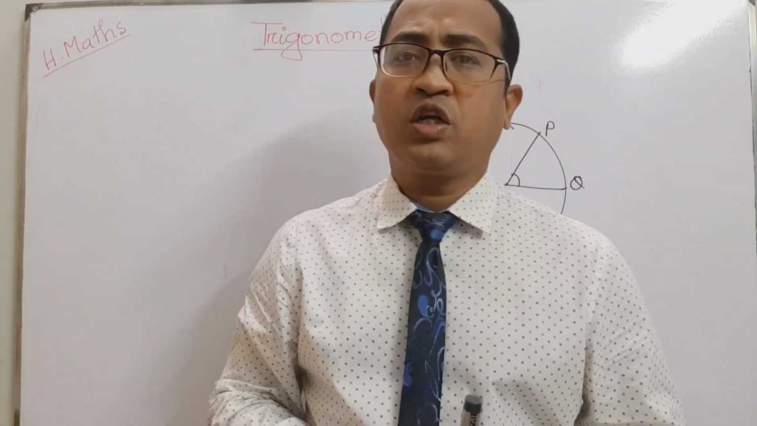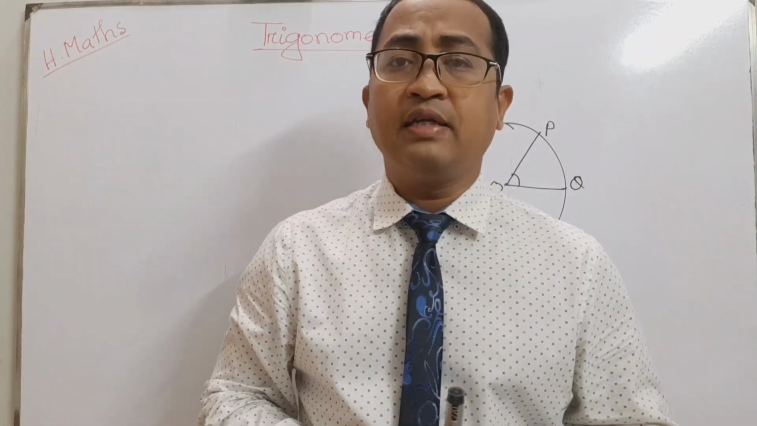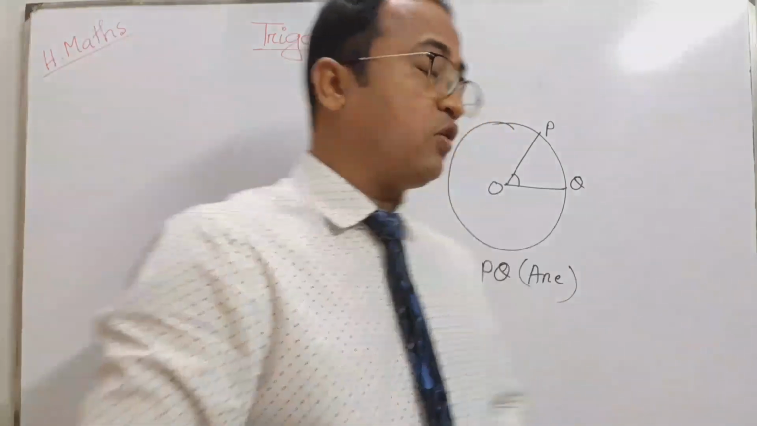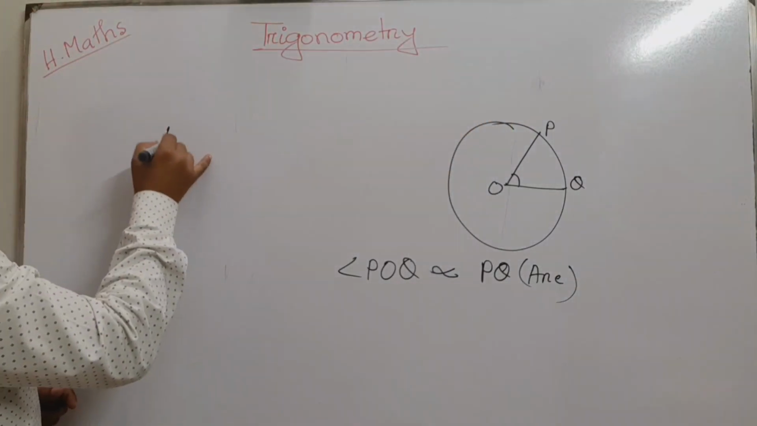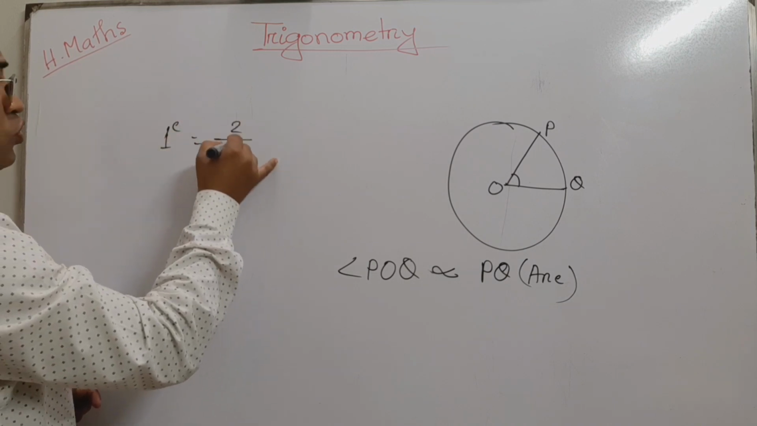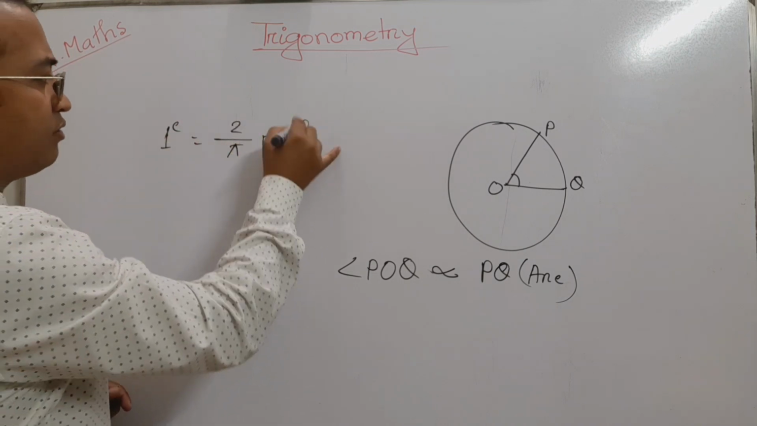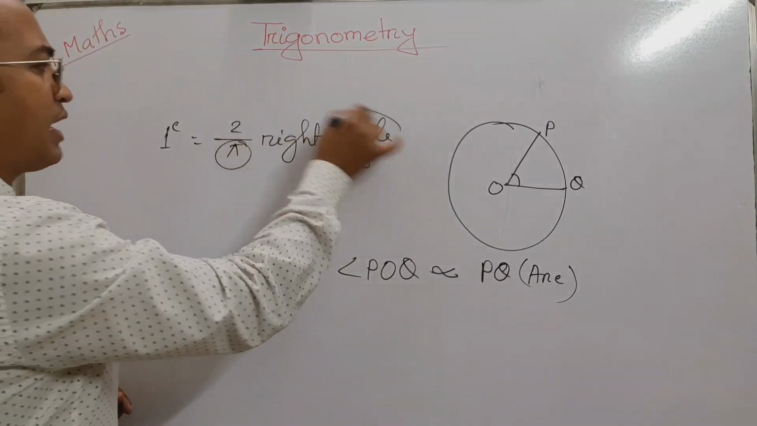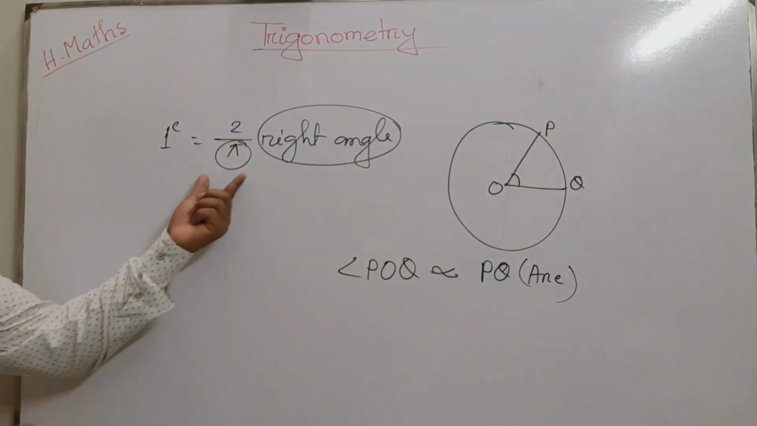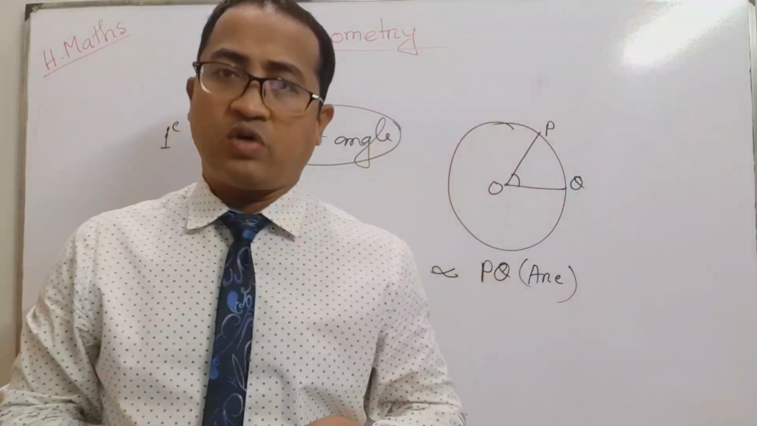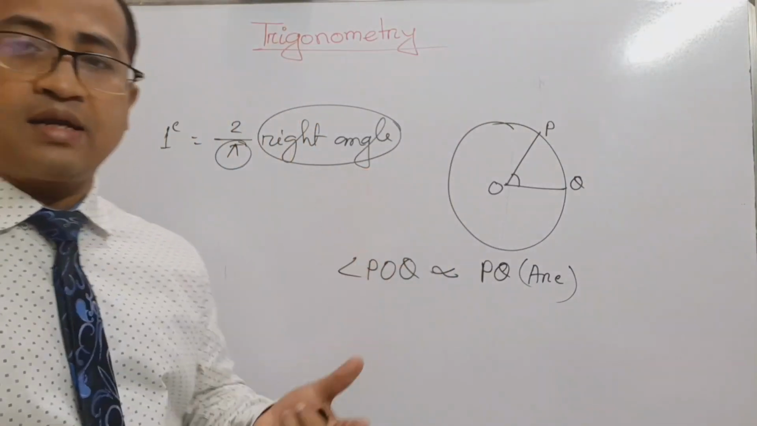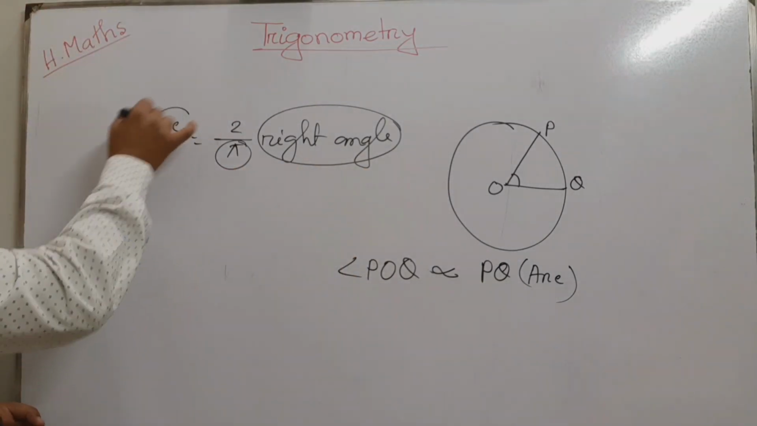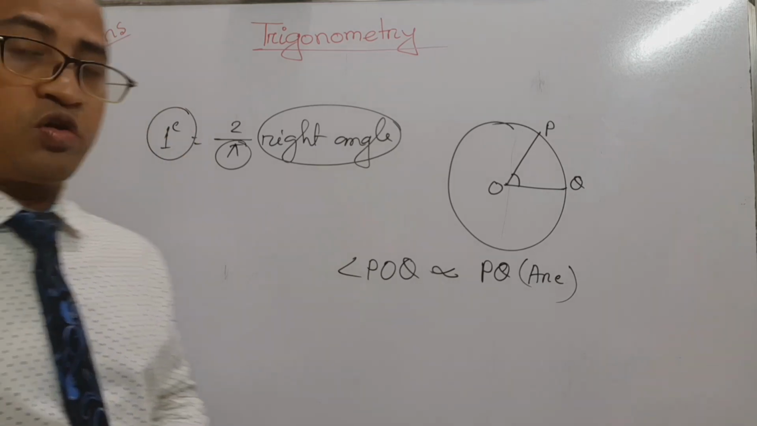Now proposition 4: the radian angle is always constant. Yes, the radian angle is always constant. We know 1 radian is equal to 2 by pi right angle. Here pi and the right angle both are constant. The value of pi is 3.1416 and a right angle is 90 degrees. So these two are fixed, constant. So the radian is also constant always.